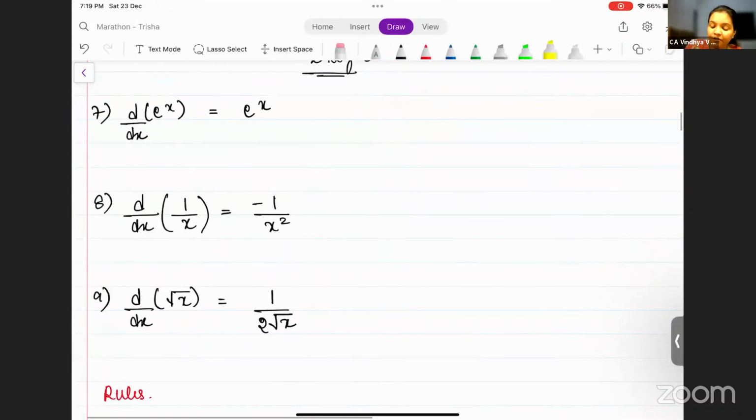Next, the derivative of e to the power x is e to the power x itself. The derivative of 1 by x is minus 1 by x square. And the derivative of root x is 1 by 2 root x. All these are nothing but your x to the power n formulas. But to keep it easier, to make it simple, you remember this.